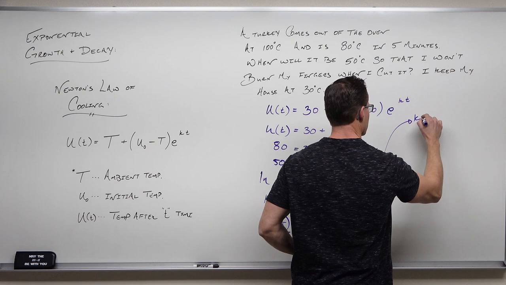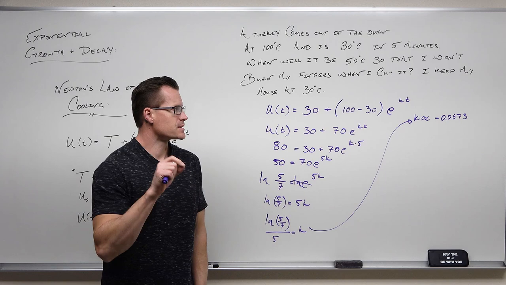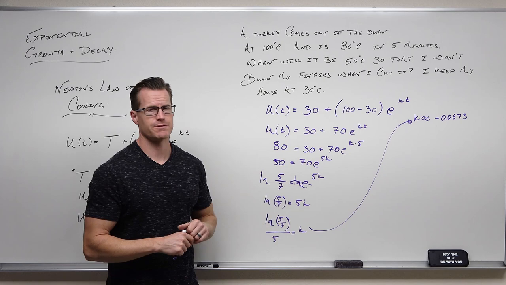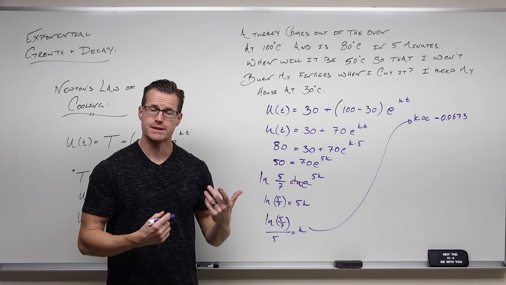So I got k is about negative 0.0673. What that says is that there's a negative 6.73% decrease in temperature every, whatever the time period is, every minute. So every minute it is losing 6.73% of its temperature, well, based on a scale of 100. What that allows us to do is put this right here and then solve for the time it's going to take to reach 50 degrees.